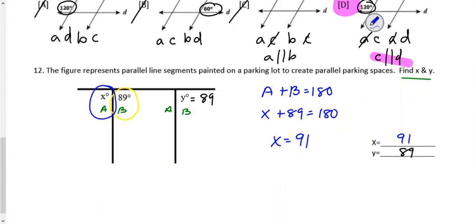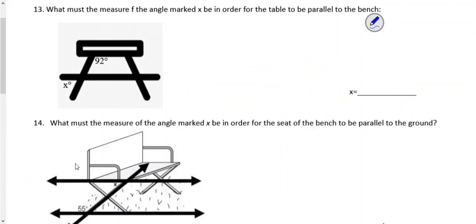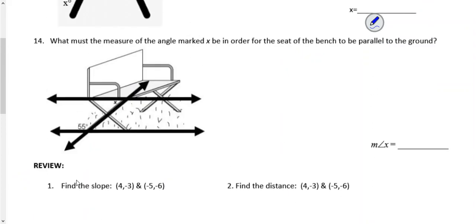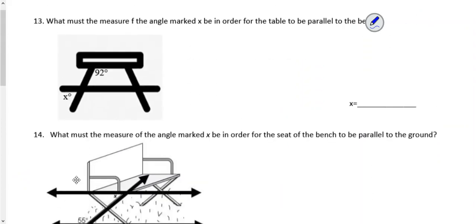Okay, go to the last page. I'm just going to do 13 and 14 with you. The bottom is review. You can look back at Unit 1 for help, or you can check Schoology as well. Okay, 13. What must the measure of the angle marked X be in order for the table to be parallel to the bench?